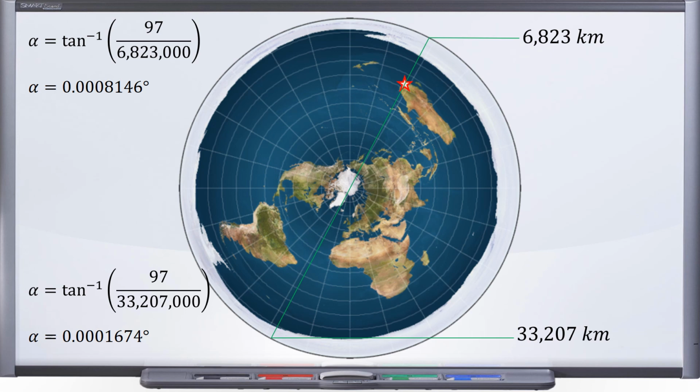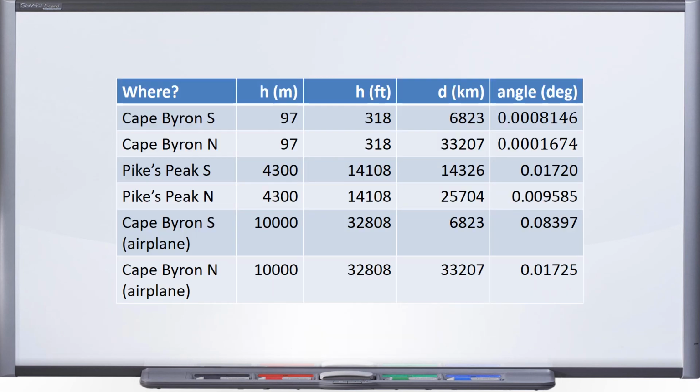Can we even consider that an angle? Or perhaps can we agree that the horizon does always rise to eye level? It's not technically eye level now, is it? But dang if that isn't close. Let's try some other places. Here are those same numbers from Cape Byron, looking south, looking north.